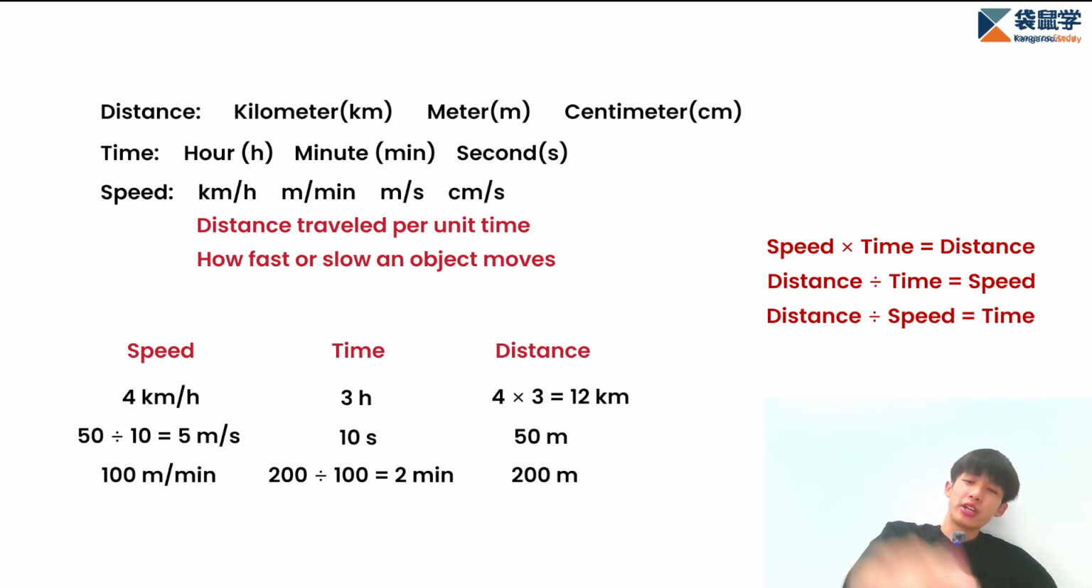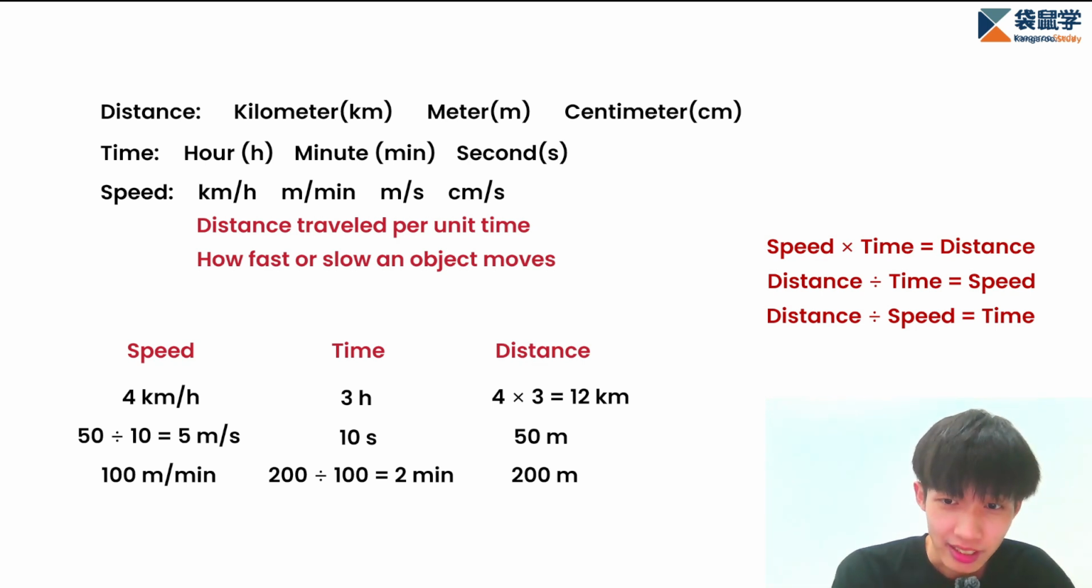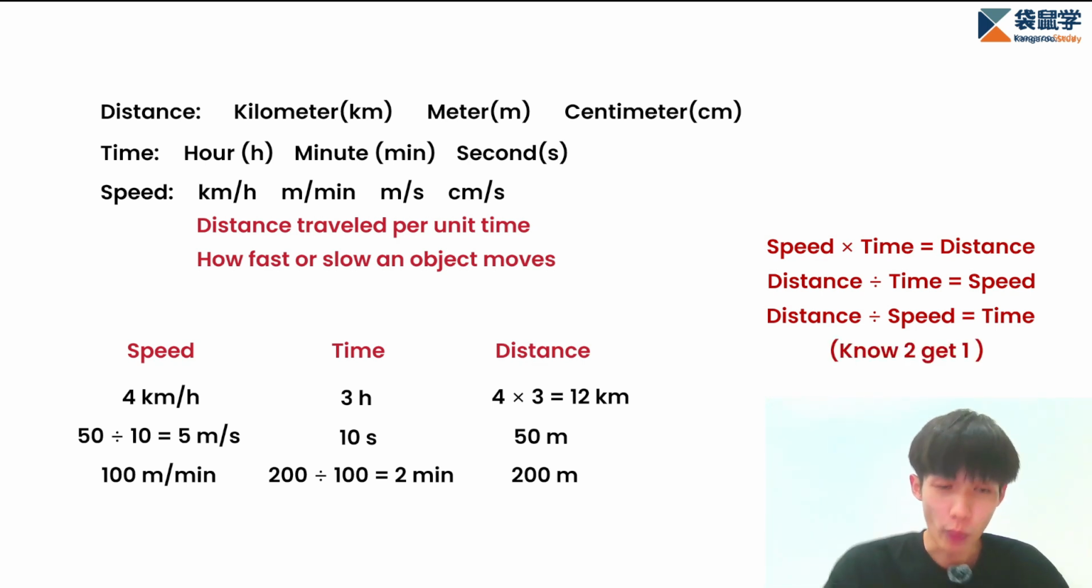So from these three equations, what we can get is that if we know any two values among the three, we can get the third one. This is what we call "know two, get one." And then how can we memorize all three equations?